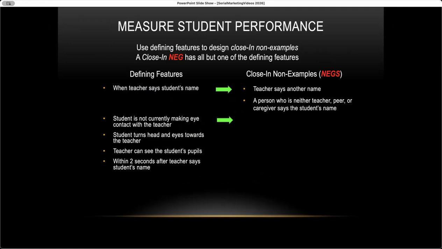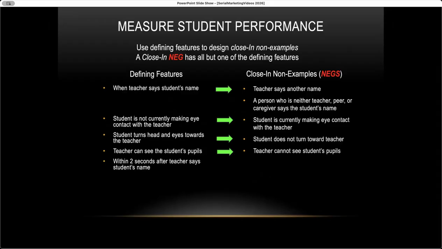Student is not currently making eye contact with the teacher. Close-in non-example is student is currently making eye contact with the teacher. Defining feature, student turns head and eyes towards the teacher. Close-in non-example, student does not turn toward the teacher. Defining feature, teacher can see the student's pupils. Teacher cannot see the student's pupils. Within 2 seconds after teacher says student's name, 3 seconds or more after teacher says student's name.